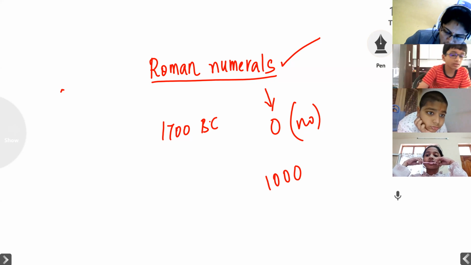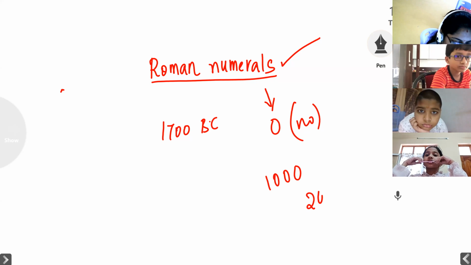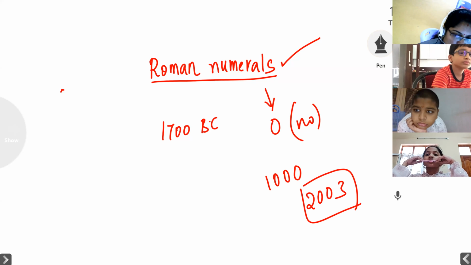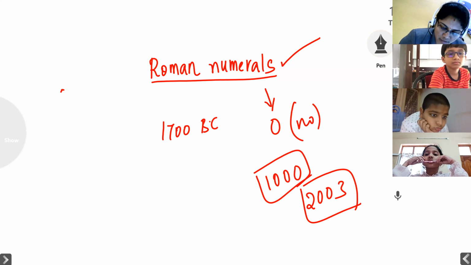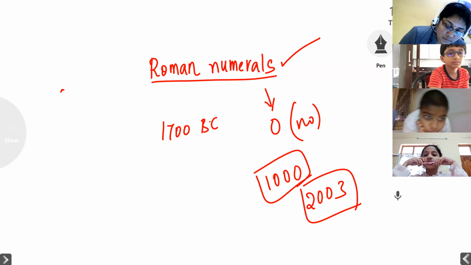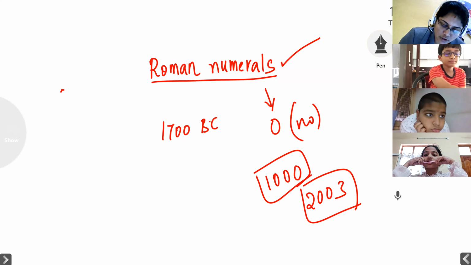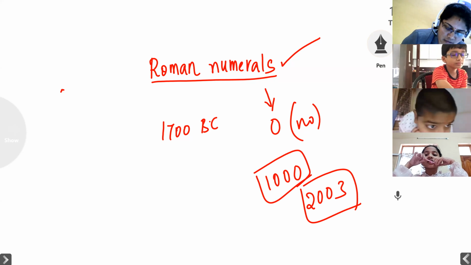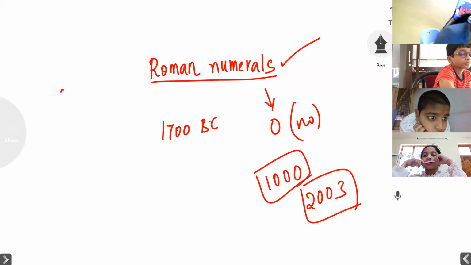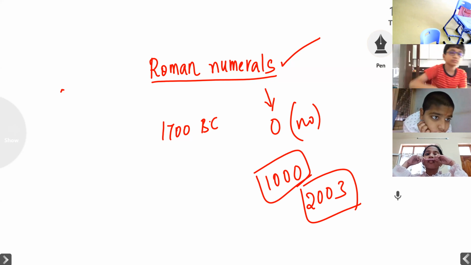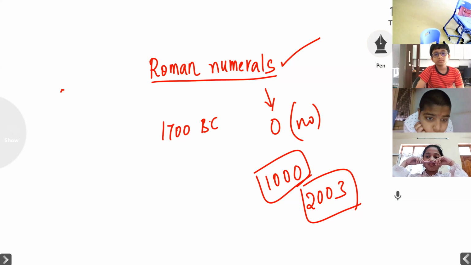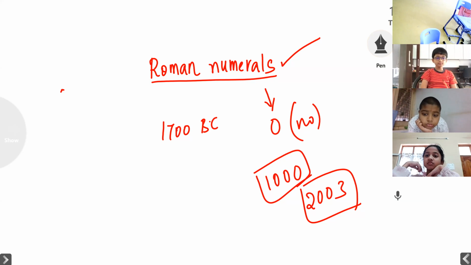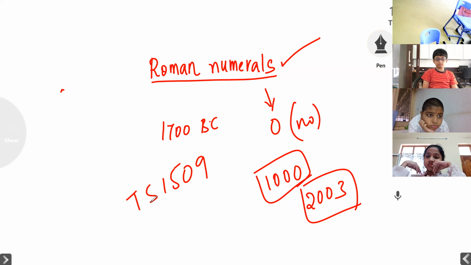If we have to write numbers more than 1000, like 2003, we can write it like this in Hindu-Arabic numbers. But in Roman numbers, only numbers till 1000 were there. After that, they were not able to denote numbers like Hindu-Arabic numbers. And they could not use Roman numerals to identify numbers like vehicle numbers, as in our Hindu-Arabic numbers, like TS 1509, which will be placed on vehicles.